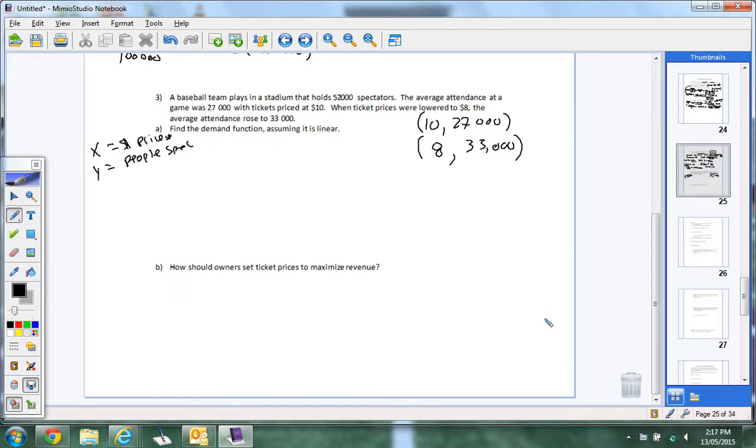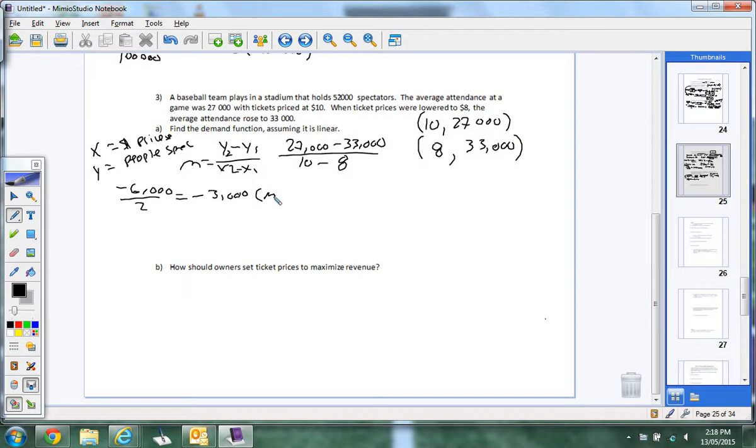Okay, so then we're going to do slope form. Remember, y minus y, x minus x, all that old good stuff. That's how you find slope. That's slope formula. Okay, so I'm going to go 27,000 minus 33,000 over 10 minus 8. That gives me negative 6,000 over 2, which gives me negative 3,000 is my slope or my rate of change.